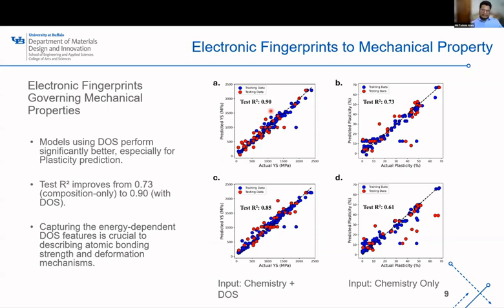So we found that adding density of states improved our prediction accuracy. And this means our model is now learning more detailed information related to bonding through density of states. So this also supports our initial idea that energy-dependent density of states carry hidden patterns that are related to atomic bonding and strength and plasticity behavior in materials.